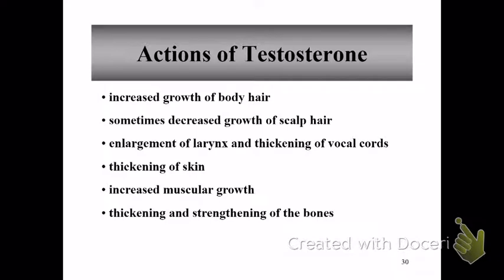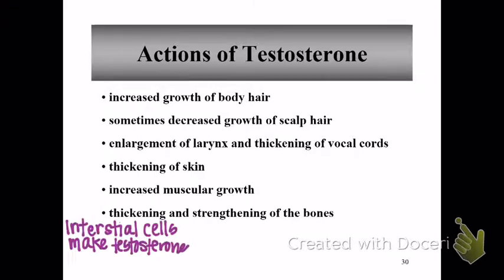Body hair, sometimes decreased growth of the hair on the scalp. Bummer, sorry guys. Enlargement of the voice box, the larynx, so they have a deeper voice. The vocal cords are actually thicker. Their skin is thicker. They have more muscles. Let them open the jar of pickles that you can't. Thickening and strengthening of bones. But make sure you've written in interstitial cells make testosterone. Interstitial cells make testosterone. There you go. Wrote it for you. Interstitial cells actually make the testosterone.